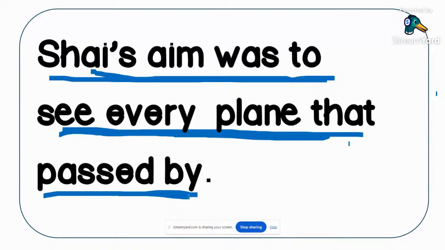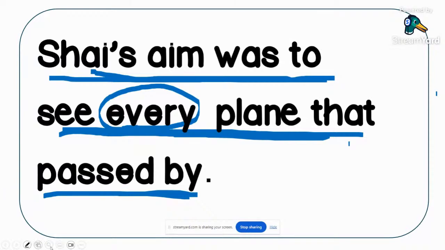How do we know that she wanted to see all of them? That's because it says that she wanted to see every. Because the word every was used, then we know that she wanted to see all of the planes. Okay?